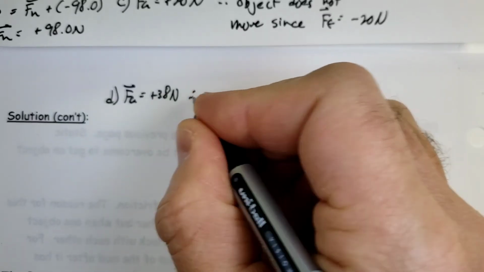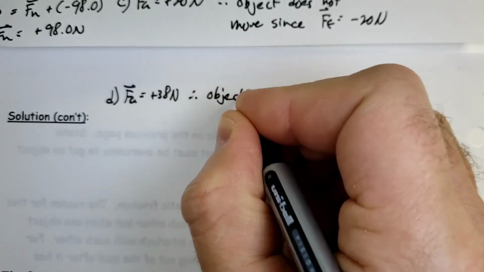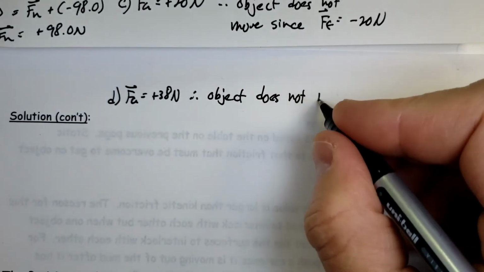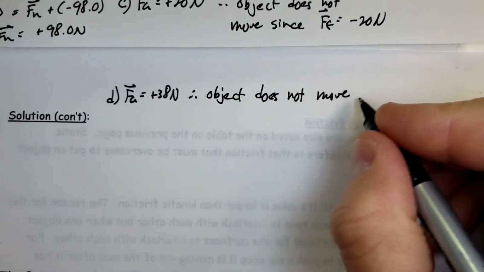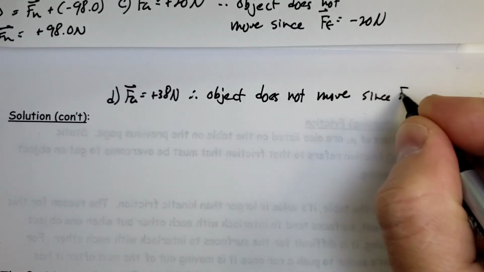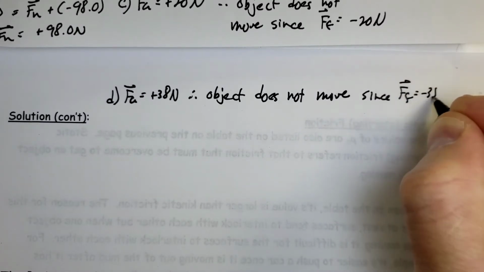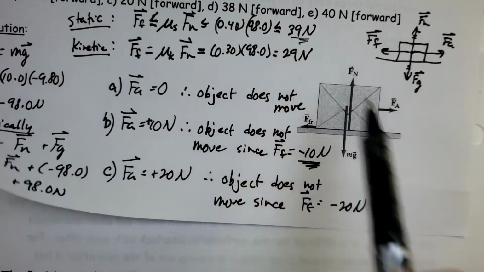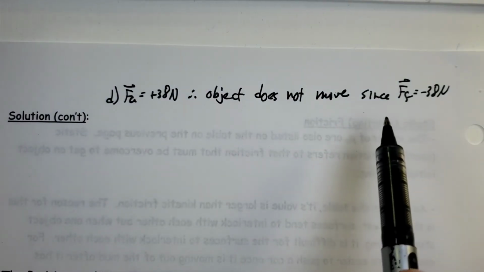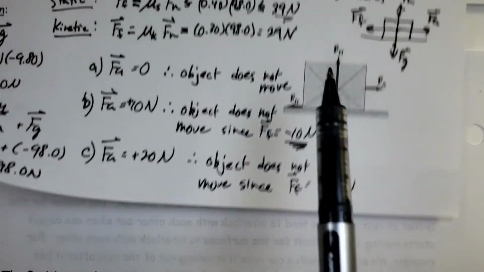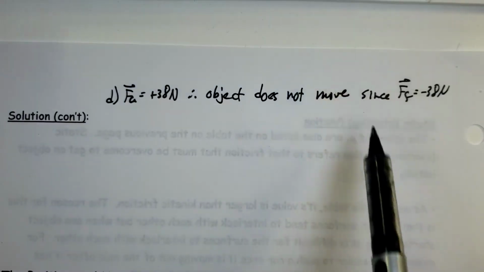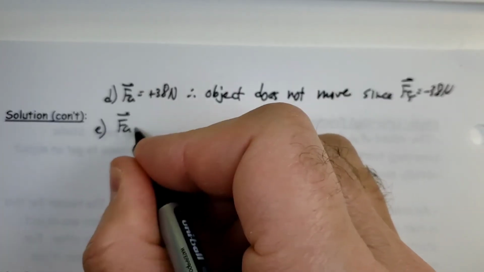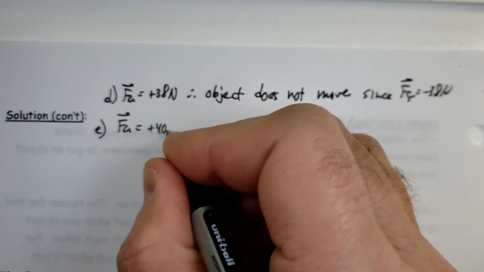And again, object does not move, since FF is equal to -38. So again, I haven't reached that maximum number yet of 39. So 38 newtons. So the next one, E, what happens if I pull it with 40? So let's take a look here. E, FA is equal to plus 40.